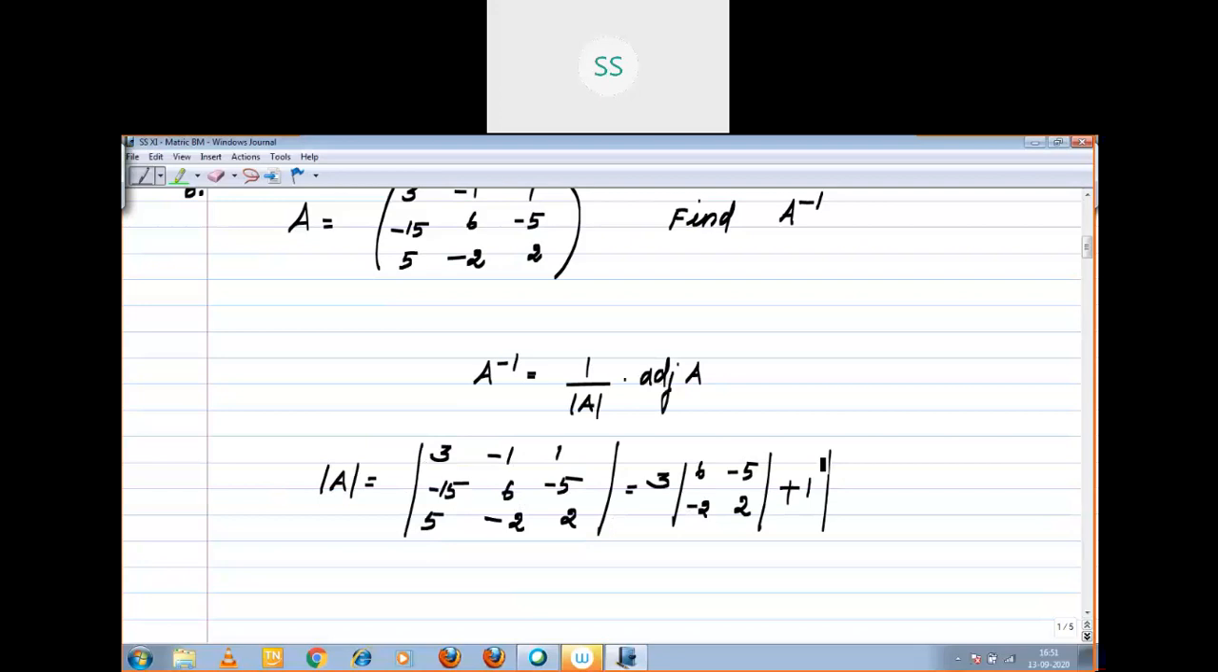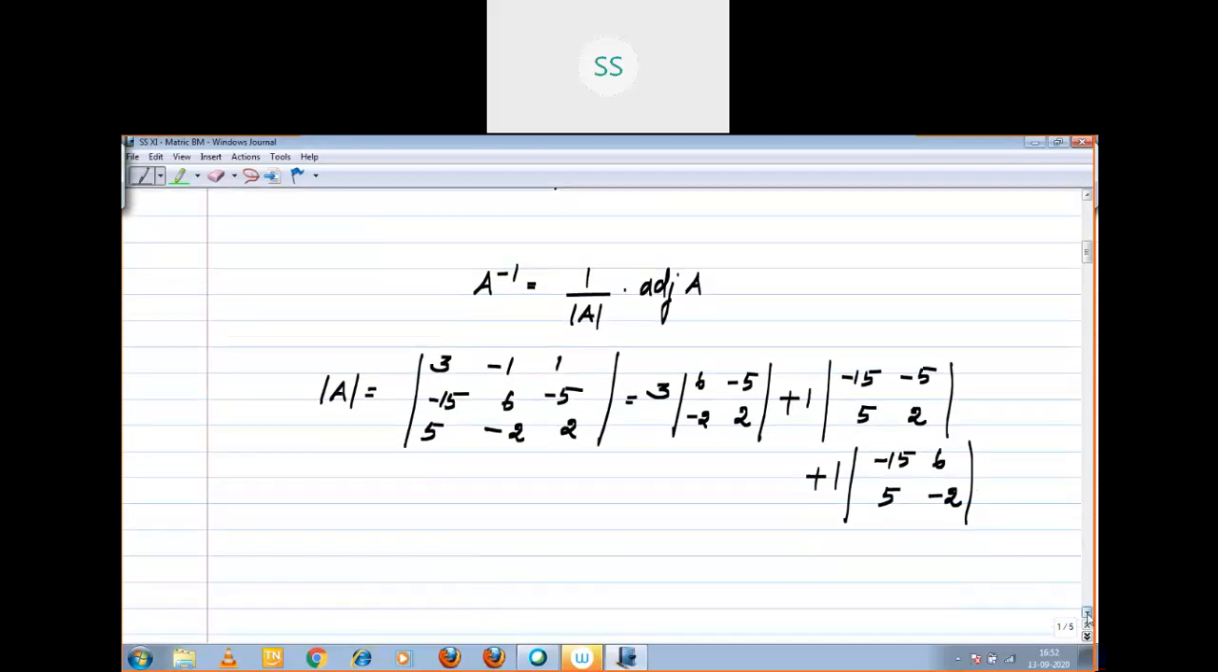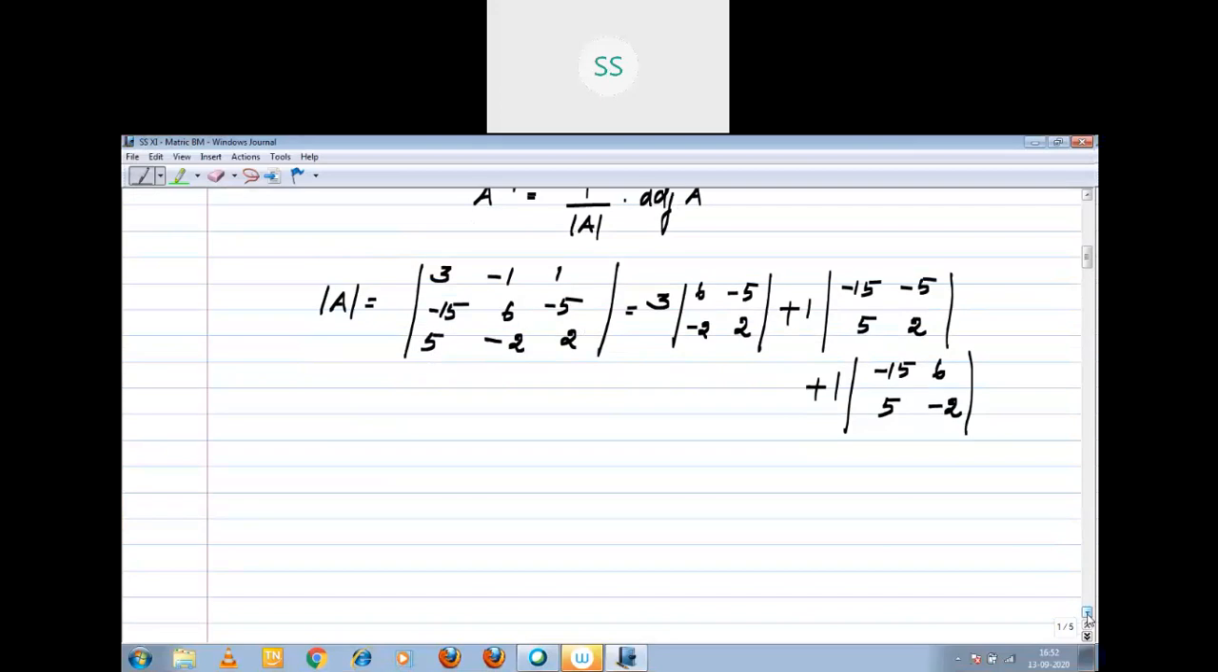Then what are the elements that exist? Minus 15, minus 5, 5, 2. Then plus 1, like a 7, you want to eliminate the row and column. What should be the rest? Minus 15, 6, 5, minus 2. Now we are going to get the value. If the determinant is not equal to 0 only, you can get A inverse, right? So that only we are finding first determinant, right?